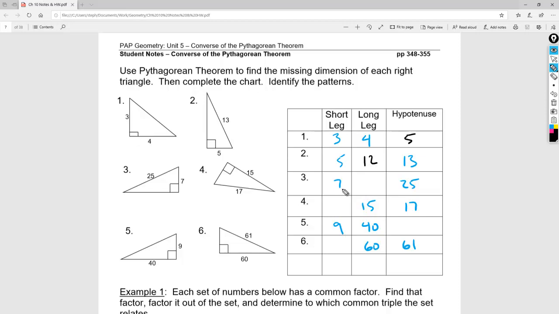Number 3 is an example of a 7, 24, 25 triangle. And to be honest, you don't see these as often, but there is a pattern that I want you all to notice. So we will go on with that. Number 4, this is an 8, 15, 17. Number 5, we have 9, 40, 41. Number 6 is 11, 60, and 61.